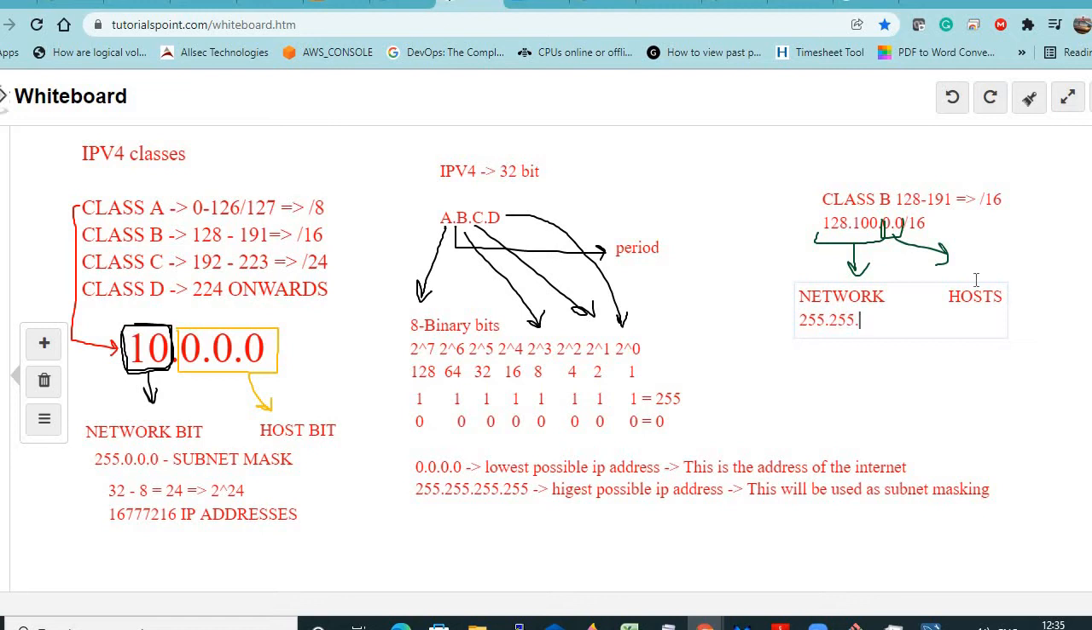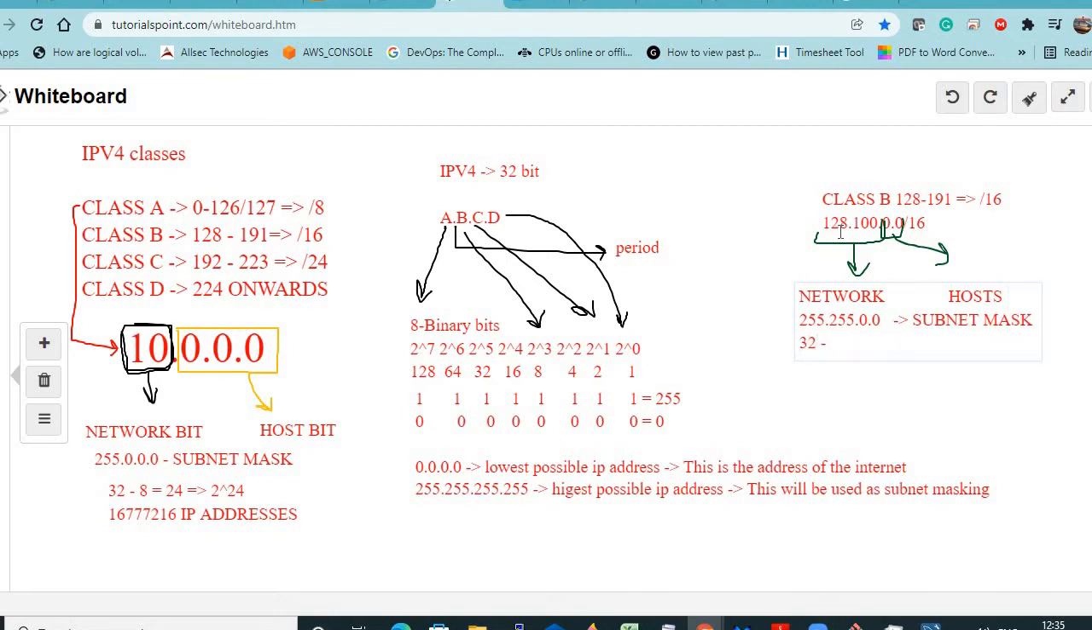255.255, because both the octets, means all 8 bits in each, will be 1s. So 1s means 255.255.0.0. So this will be the subnet mask for class B. And how many IP addresses will we have? Simple, just do it. Okay, so now this is the subnet mask. Let me write it here: subnet mask, and how many IP addresses?